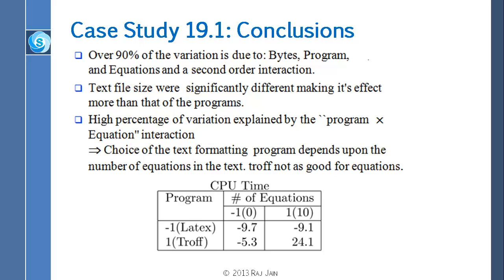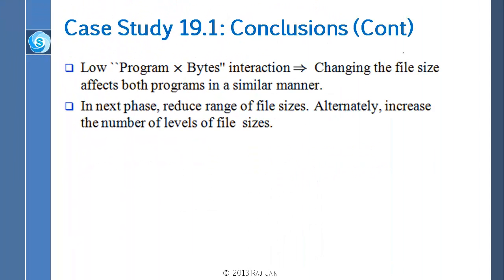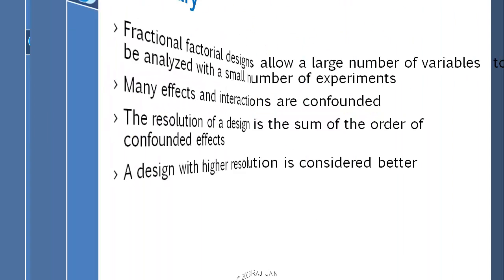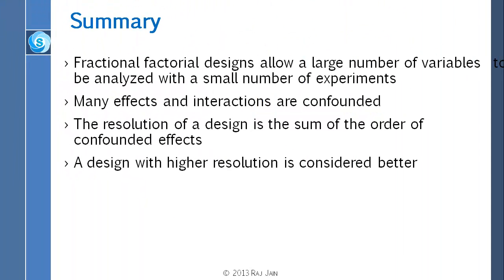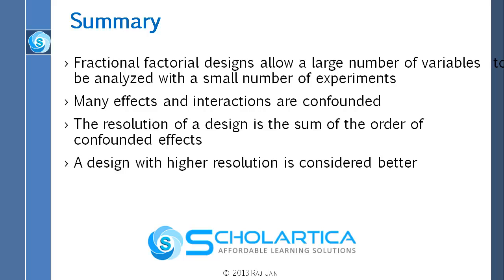So anyway, this is very powerful, the fractional factorial design, and particularly if you have a large number of factors, you can sort out with a small number of experiments, which is what is most important, and then concentrate on those. All right, I think we're done with the case study, so we finish the summary. Summary is fractional factorial design allows a large number of variables to be analyzed with a small number of experiments. First result. Second is, many effects and interactions are confounded.